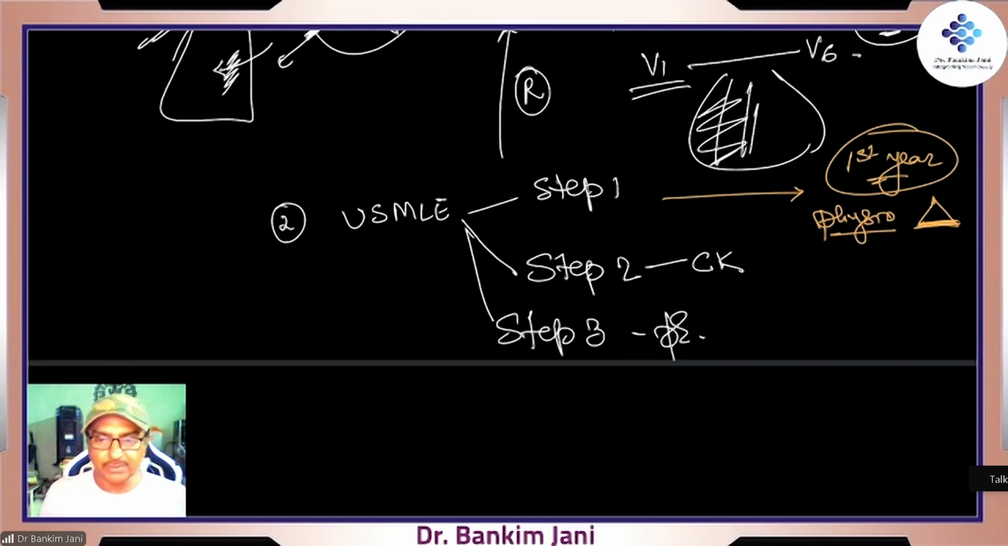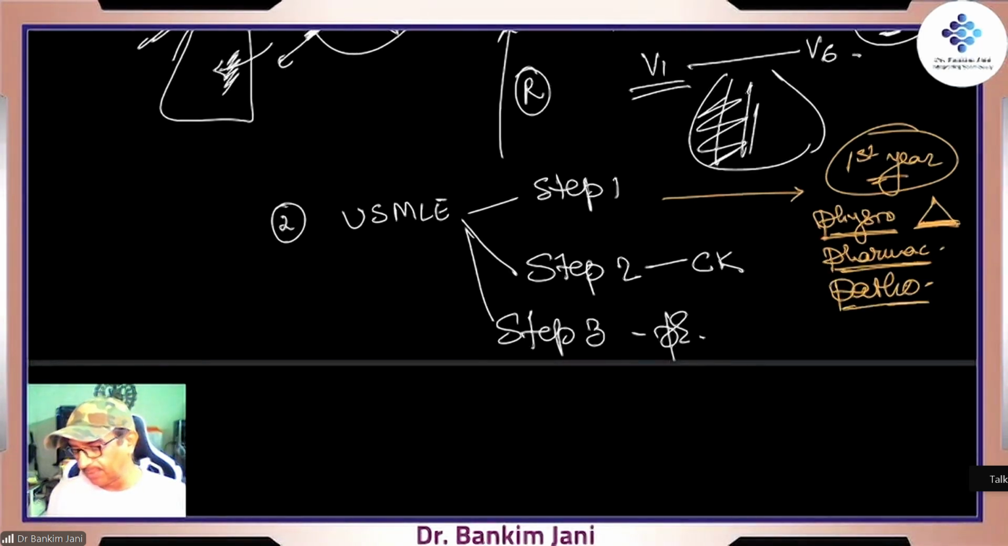Step 1 is comprised of almost 70% of the heavyweights: physiology, pharmacology, and pathology. These three are heavyweights, right? For pharmacology and pathology, in order to understand them, first your physiology should be super strong, and then we dive into pathology, because pathology is nothing but a variation of the physiology.